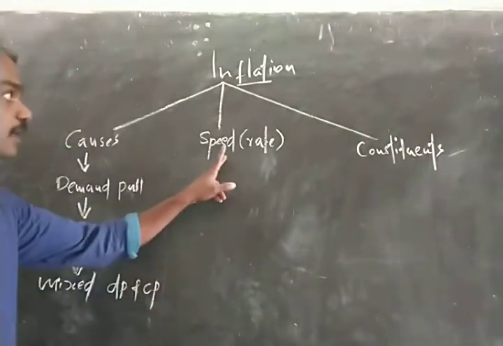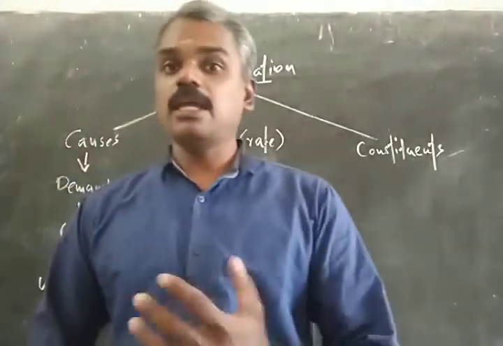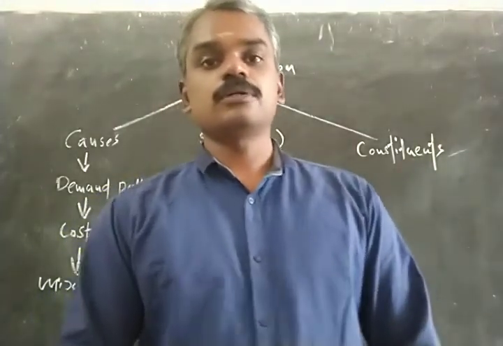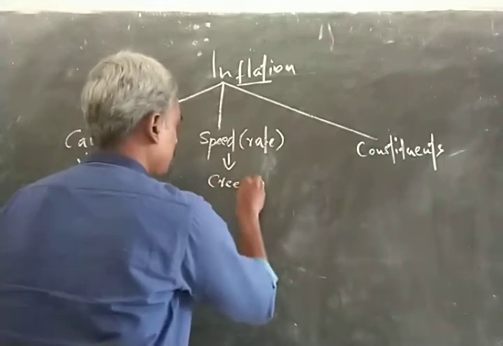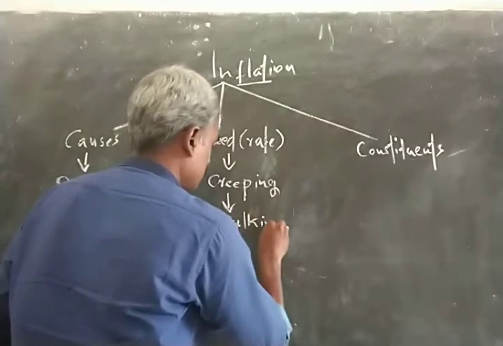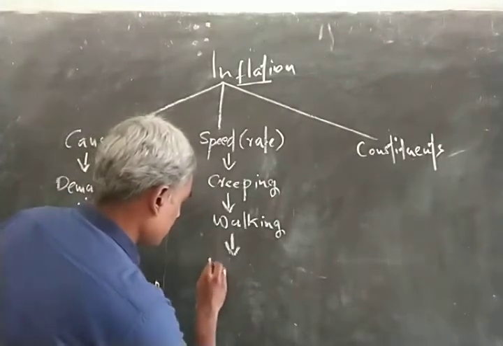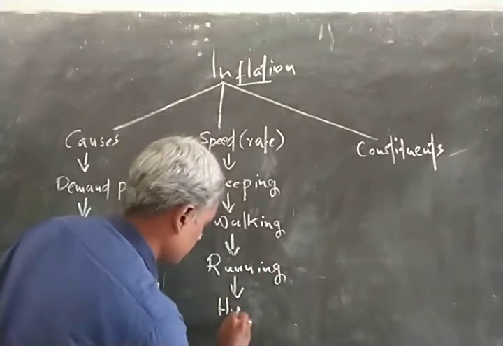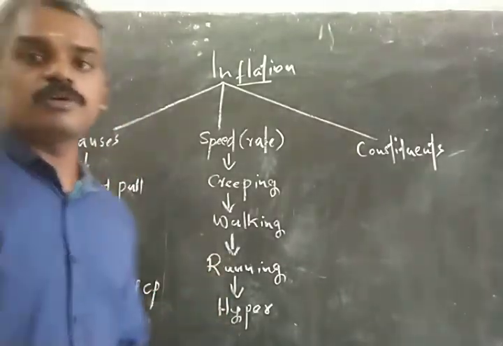The second type of inflation has been named based on the speed of inflation or the rate of inflation. There are four types of inflation. The first one is creeping inflation. Second one is walking inflation. Third one is running inflation. And fourth one is hyperinflation. The names themselves suggest the speed of each of these inflations.